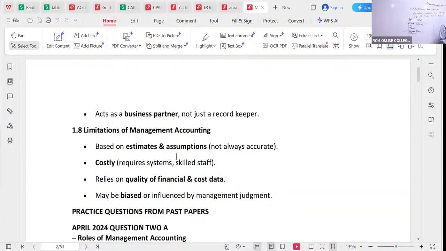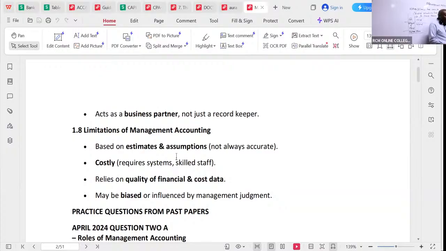Estimates and assumptions. If, for example, you are doing a budget for Kenya today, and you're using management accounting, because management accounting is the one that will be used to develop budgets, then you have to make so much in terms of estimations. You'll have to say, for example, in 2026, we're going to have this kind of number in our population. So there are a lot of assumptions, a lot of what you estimate. That's a disadvantage of the subject.